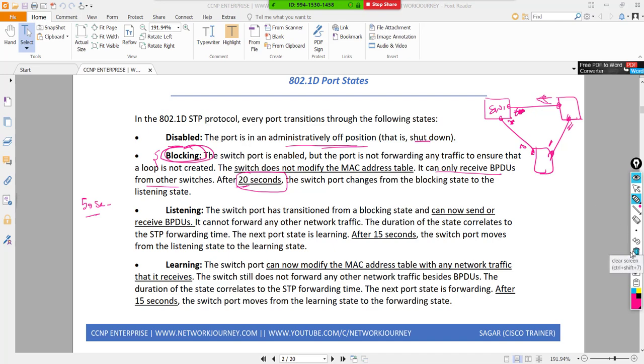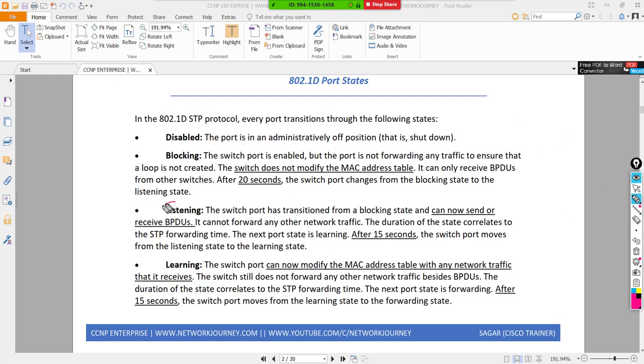Now it transitions to the next state, which is called the listening state. After being in blocking for 20 seconds, it will transition to the listening state. In this state, it can now send or receive BPDU. That means a switch can either receive or it can also send. Now in this state, it will stay for 15 seconds. So for 15 seconds, your port will be in the listening state, and it will either send or receive.